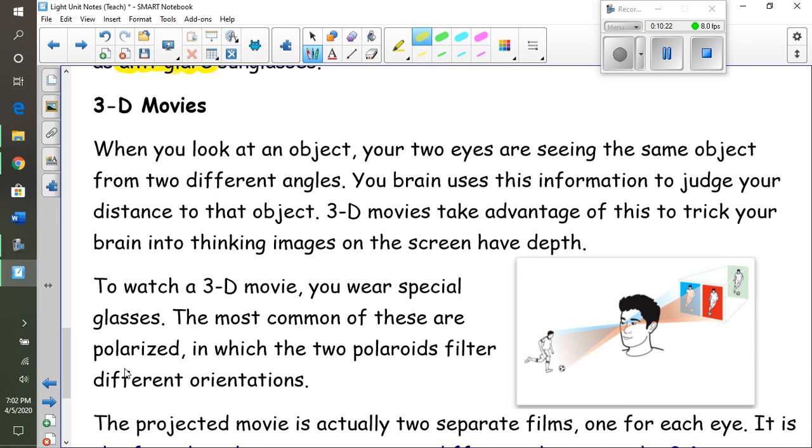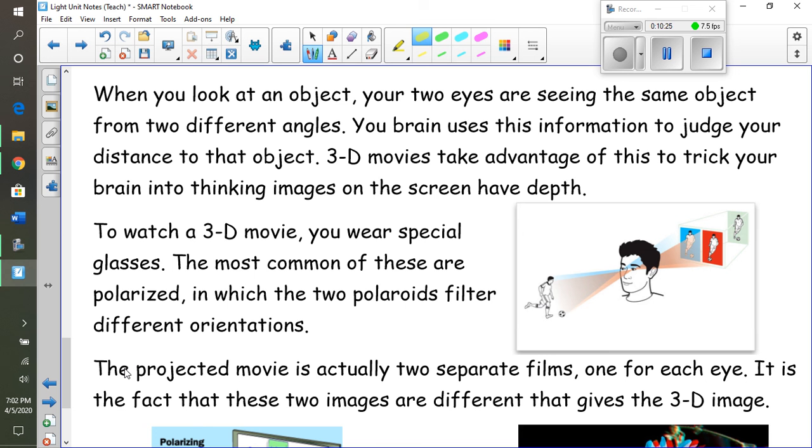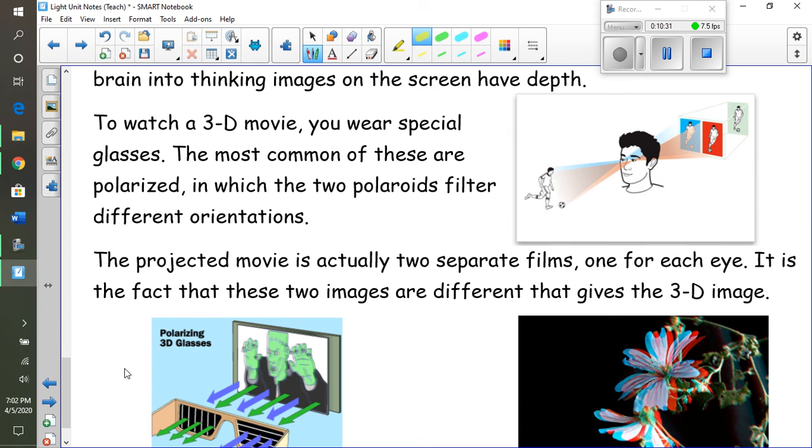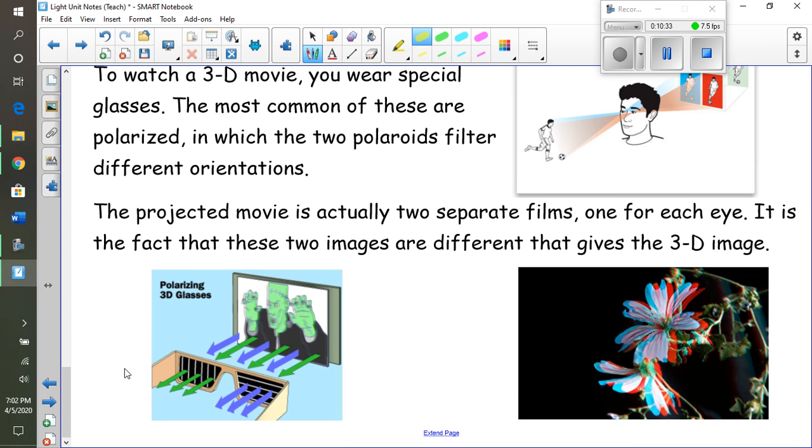So you wear special glasses, and the most common are polarized. You've got two polarized filters with different orientations. So really what you're watching is two movies at the same time. One movie's for one eye, the other movie's for the second eye. And your brain puts these two images together to give you a sense of depth, which I think is really kind of cool. They used to do this with filters, like a red filter and a blue filter, but I think the polarized ones just make it a little bit crisper, a little better image.